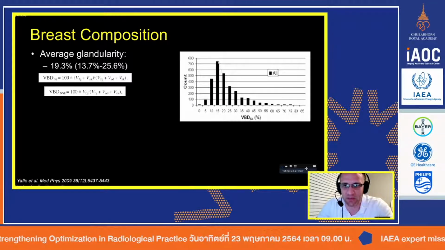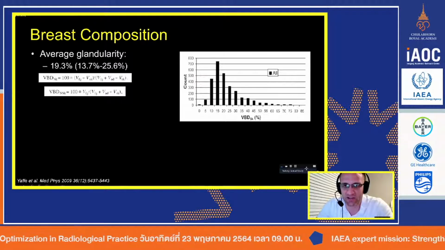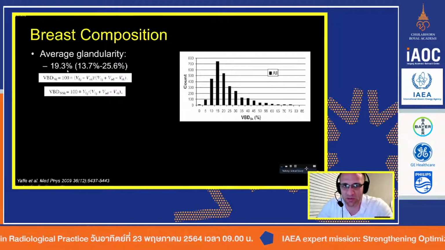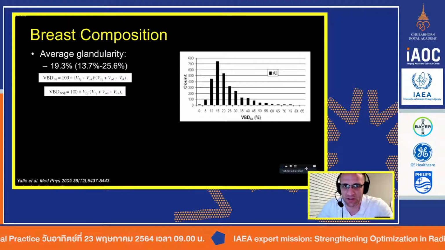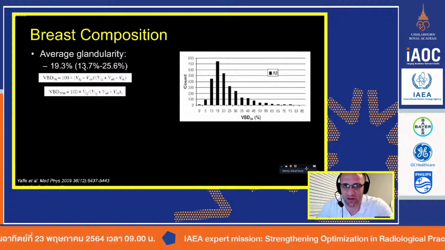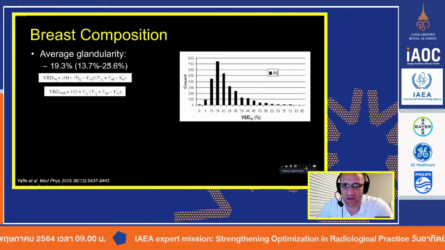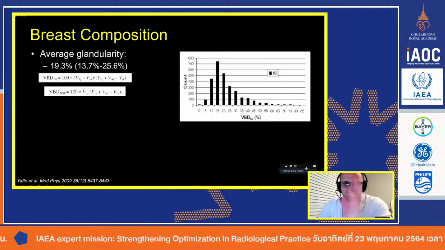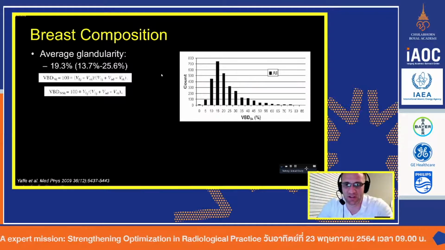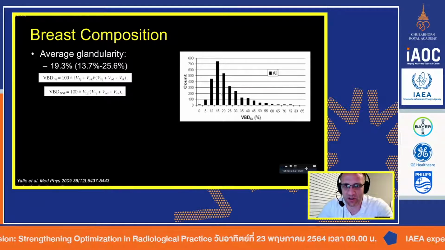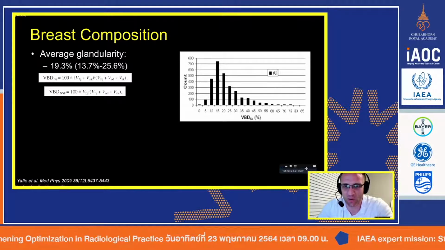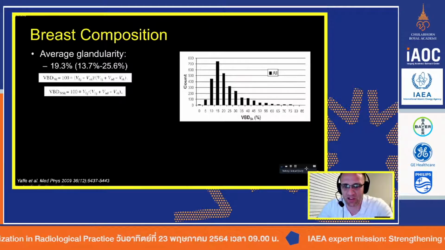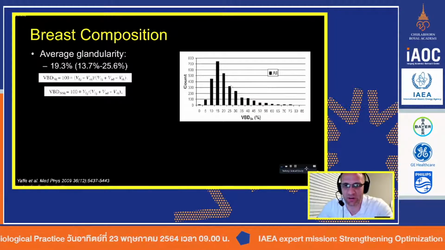But the mean, when you look at it, is actually just shy of 20%. It's actually 19.3%. Here you can see the first quartile, 13.7, and the third quartile, the 75th percentile, is 25.6. So the vast majority of the patients are somewhere between 13 and 25% glandular.